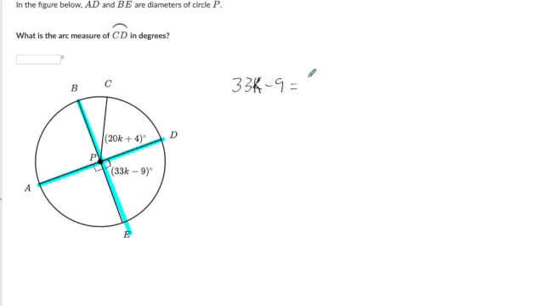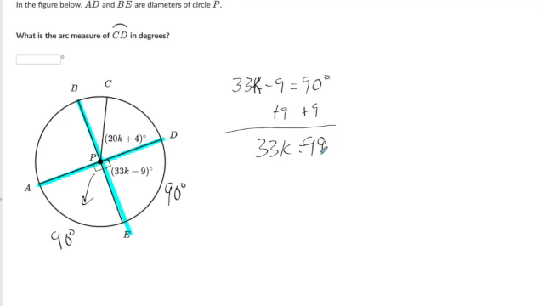equals 90 degrees, because this arc, this one's 90 because of that angle, and this one's 90 over here. So this is the same as that. So that's what we do. We just add 9 to both sides, and we're going to get k. So 33k equals 99, divided by 33, and k equals 3.